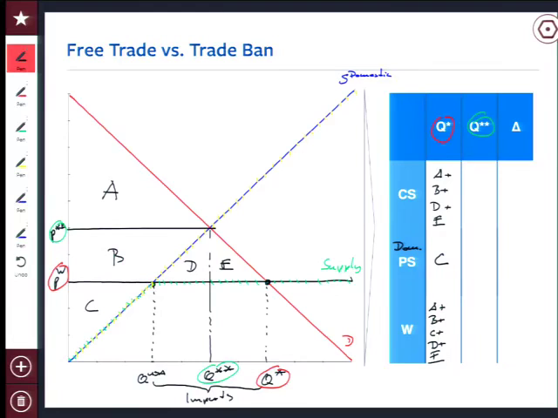In this picture, now the relevant quantity is Q double star and P double star. So this is the relevant price, this is the relevant quantity. So let's do the same thing, right? Consumer surplus is the area between demand and the relevant price over the range of consumption. So consumer surplus is going to be A. Now domestic producer surplus is going to be, how much do domestic producers produce now? Q double star, right? They produce everything. So it's the difference between P double star and supply out to Q double star. So it's going to be B plus C. So welfare is now A, B, C.